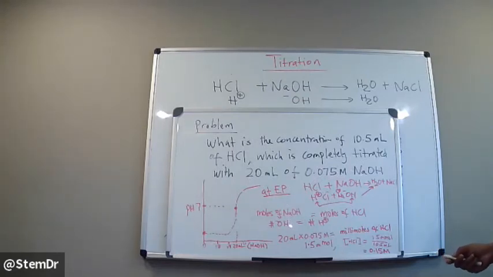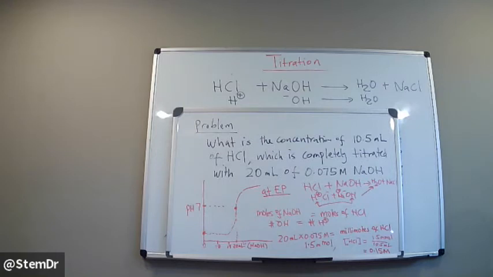That would give you the millimoles of hydrochloric acid. So 20 times 0.075 is 1.5 millimoles. That means at the equivalence point, where you have added 1.5 millimoles of sodium hydroxide, it should match the millimoles of hydrochloric acid. That's your equivalence point. Therefore, the concentration of hydrochloric acid would be 1.5 millimoles divided by the volume. Since you are just asked for the concentration of your initial hydrochloric acid, you don't have to combine this volume.